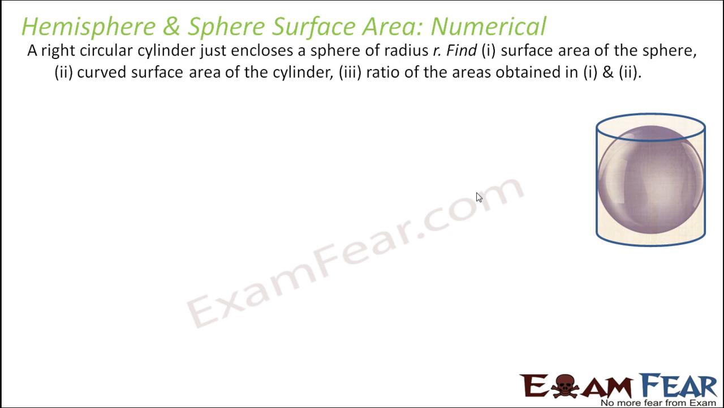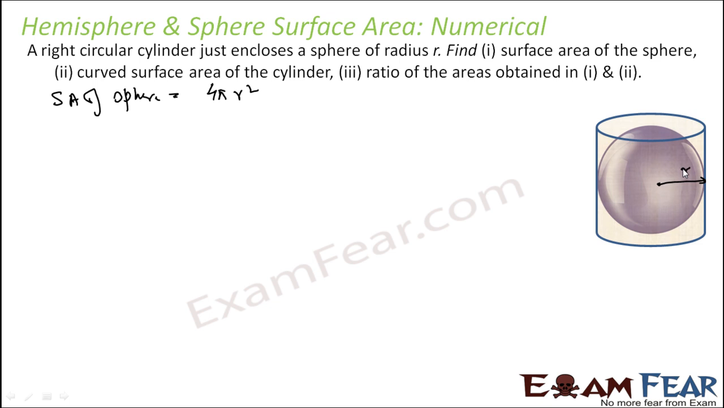Let's take one last question from surface area of hemisphere and sphere. The right circular cylinder just encloses a sphere of radius r. We have to find the surface area of the sphere. Surface area of the sphere is 4 pi r square. Correct? And that is the answer, because the radius r is given.